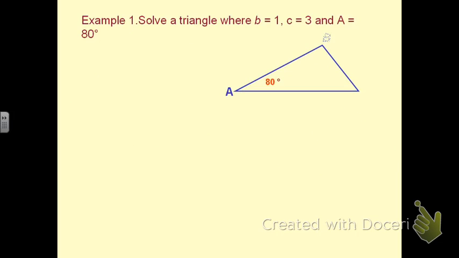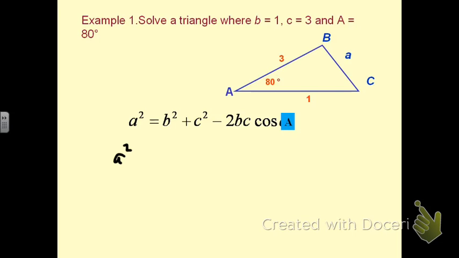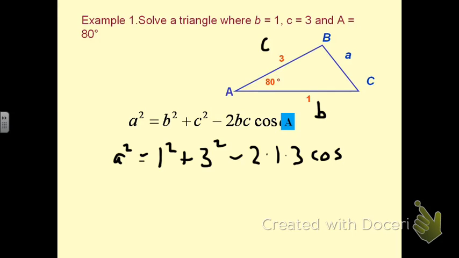Okay, so let's actually solve the problem now. Okay, here's our formula again. And so what we're going to do is plug in everything we know. And so what we know is we're looking for a small a, so we've got a squared equals B squared would be 1 squared plus c squared would be 3 squared. Because remember, the 1 was across from the capital B, so that was small b, and the 3 was across from the capital C, so that's small c. So 1 squared plus 3 squared minus 2 times 1 times 3 cosine 80 degrees.